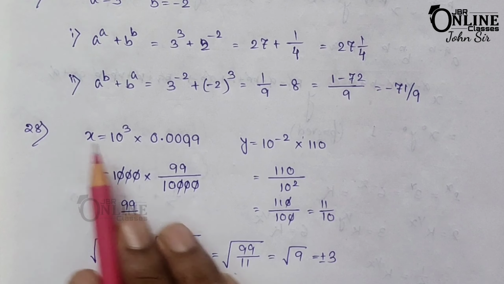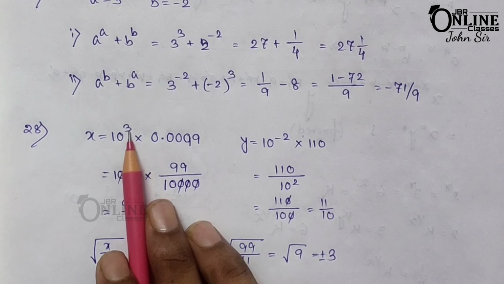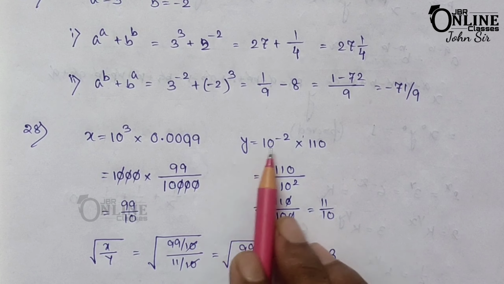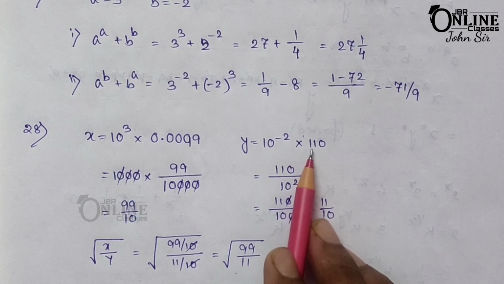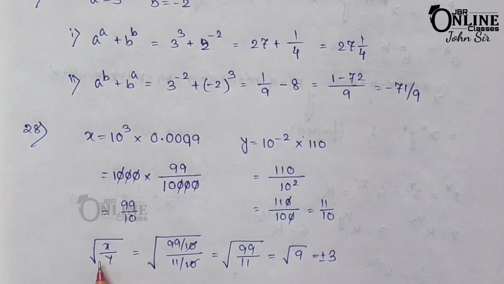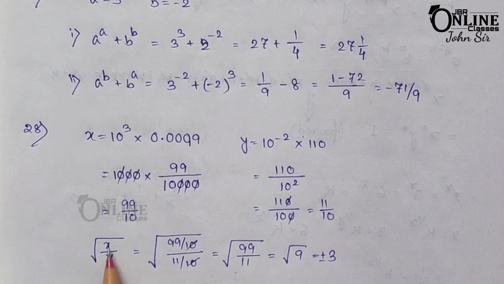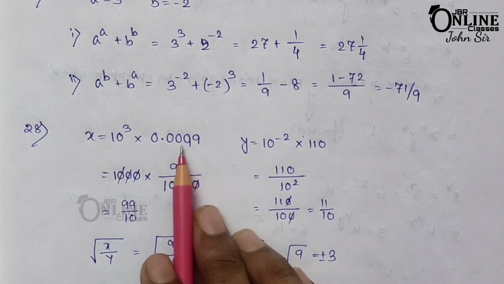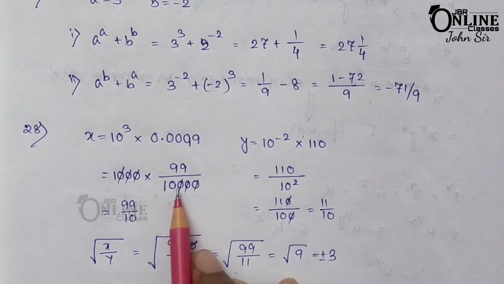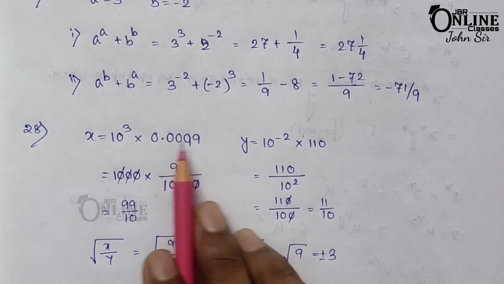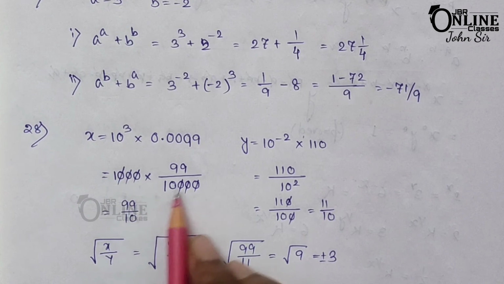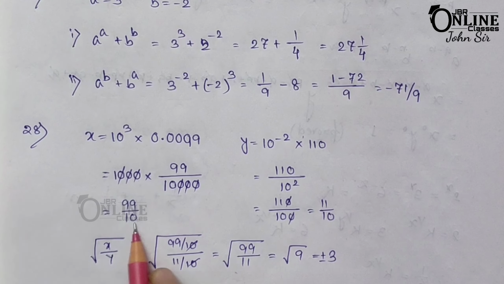Now 28. If x equal to 10 to the power 3 into 0.0099 and y equal to 10 to the power minus 2 into 110, then find the value of root over x minus y, x by y. So 10 cube means 1000, and here 99 by 1 and 4 zeros, as there are 4 digits after the point, so that will be 4 zeros. So the zeros will be cancelled out, so 99 by 10.